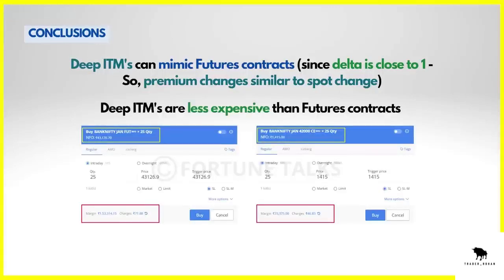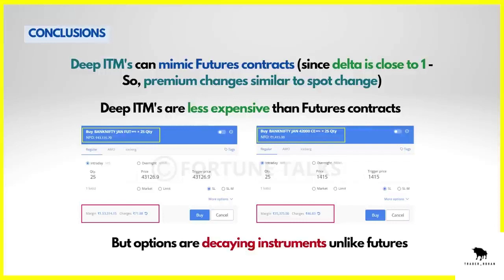For example, one lot of Nifty futures costs roughly around 1.5 lakhs, while one lot of deep in the money options costs anywhere from just 40,000 and above. So it's relatively cheap. But the downside is that options are a decaying instrument, unlike futures. And secondly, most of the time deep ITM options are illiquid, so there might be large slippages.